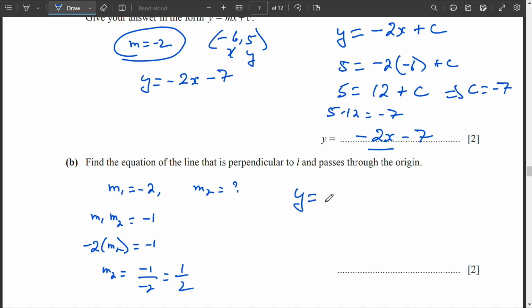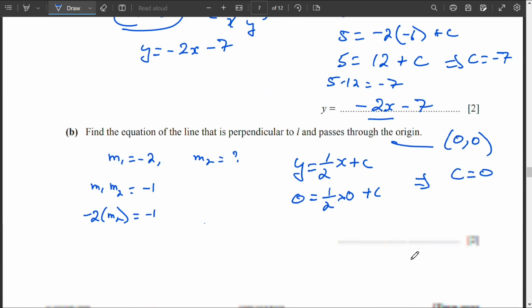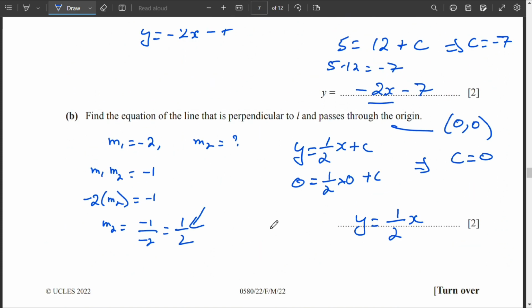So we can write this y equals mx plus c. What is m? M is 1 by 2. So 1 by 2 x plus c. Now it passes through the origin. Origin means 0, 0. If you substitute x is 0 and y is 0 over here, 1 by 2 into 0 plus c, you will get c as 0 only. So basically the equation of this line will be y equals 1 by 2 x. So that means the equation of the line perpendicular to AB is this, y equals half x. So this is the answer.